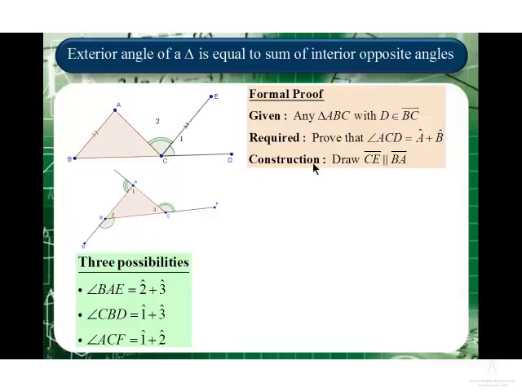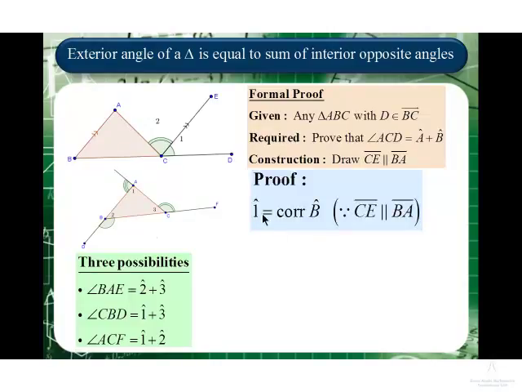So the construction in this case is to draw a line segment CE parallel to the side BA. In this case the side BA will contain the two angles, the interior angles that I need for the result. So I make sure that from the third vertex C I draw a line segment CE but parallel to the side BA. This is the only construction that is necessary in order to prove this result. Now how do we prove the given result?